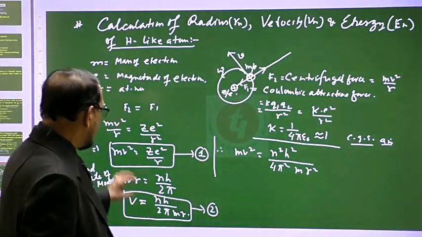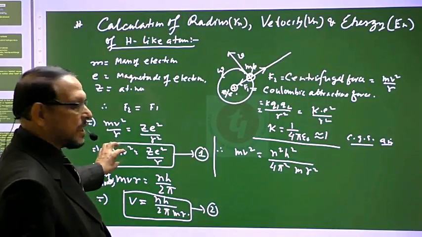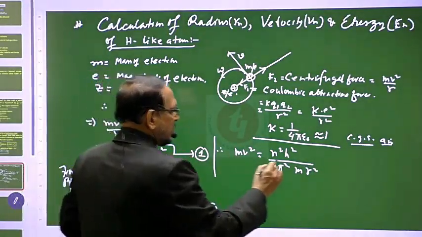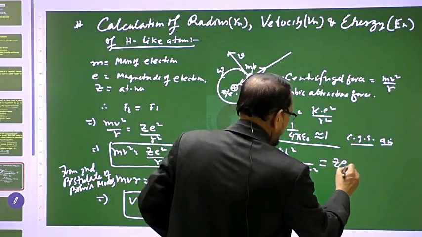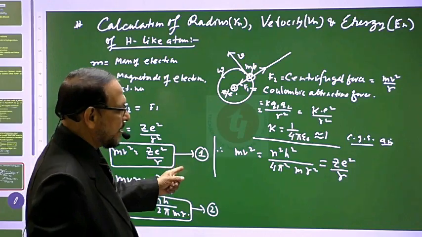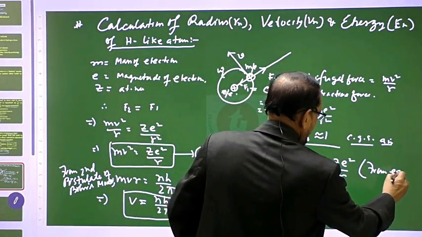Okay. So this mv square, now it becomes mv square on the left-hand side. Now you can write this is equal to Ze square by r, because from equation 1, we have written this one.